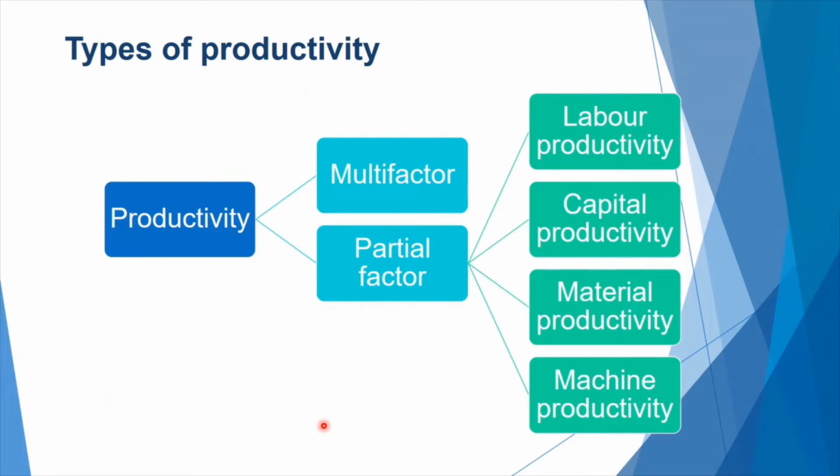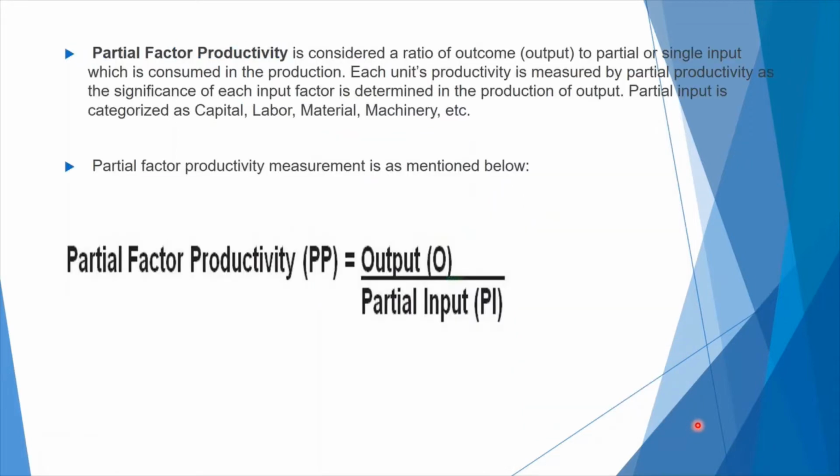What kind of productivity are there? Types of productivity. Productivity consists of two main types. First one is multifactor. The second one is partial factor. Partial factor consists of several parts. First one is labor productivity, capital productivity, material productivity, and machine productivity.